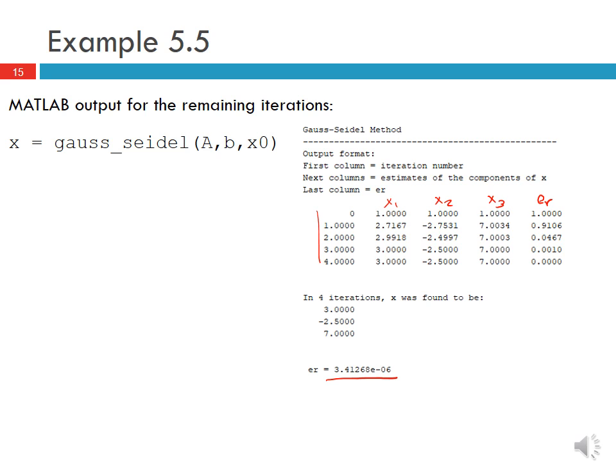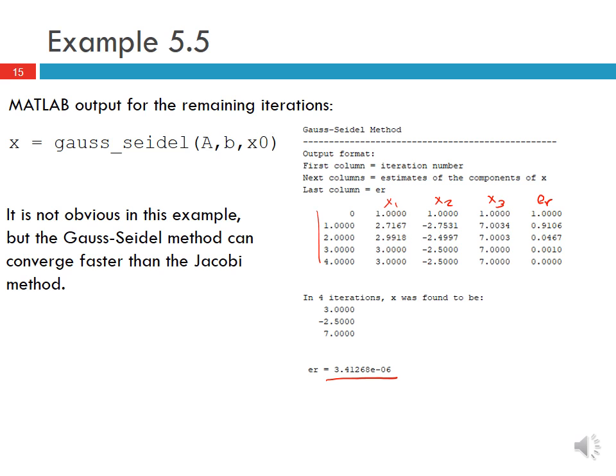So you can compare this with the Jacobi method. The results at each estimate are slightly different. The final result is the same, and the error at the final result, at the 4th iteration, is smaller than it was with the Jacobi method. So in this case, it's not obvious, but the Gauss-Seidel method can converge faster than the Jacobi method. In this case, they both take the same number of iterations, but the error term for the Gauss-Seidel decreases a little bit faster. And in other examples, the difference may be more obvious.